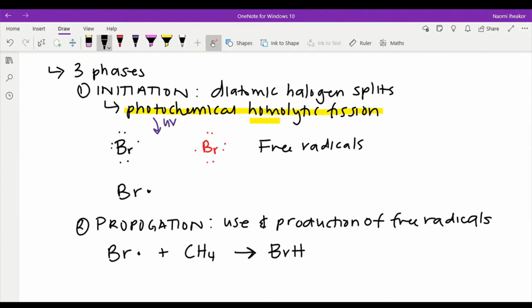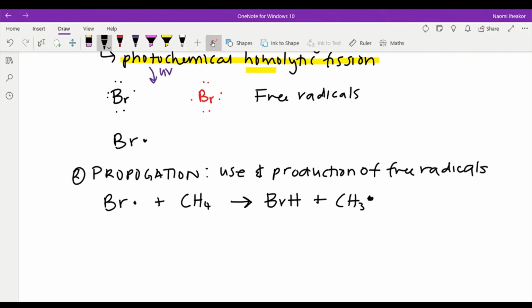But because it's taken one of these hydrogens and taken the electron with it, what we're left with is CH3, but this CH3 is a free radical because it's missing an electron. And so this is one example of a propagation reaction. In theory, propagation reactions can continue pretty much forever.